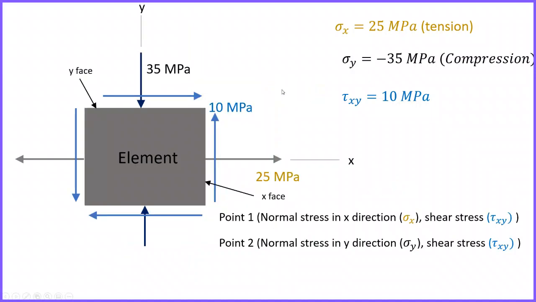Now, to draw these Mohr circles we will identify two different points. The x coordinate of point 1 is the normal stress in the x direction, and the y coordinate of point 1 is the shear stress. Similarly, the x coordinate of point 2 is the normal stress in the y direction, this is sigma y, and its y coordinate is the shear stress.